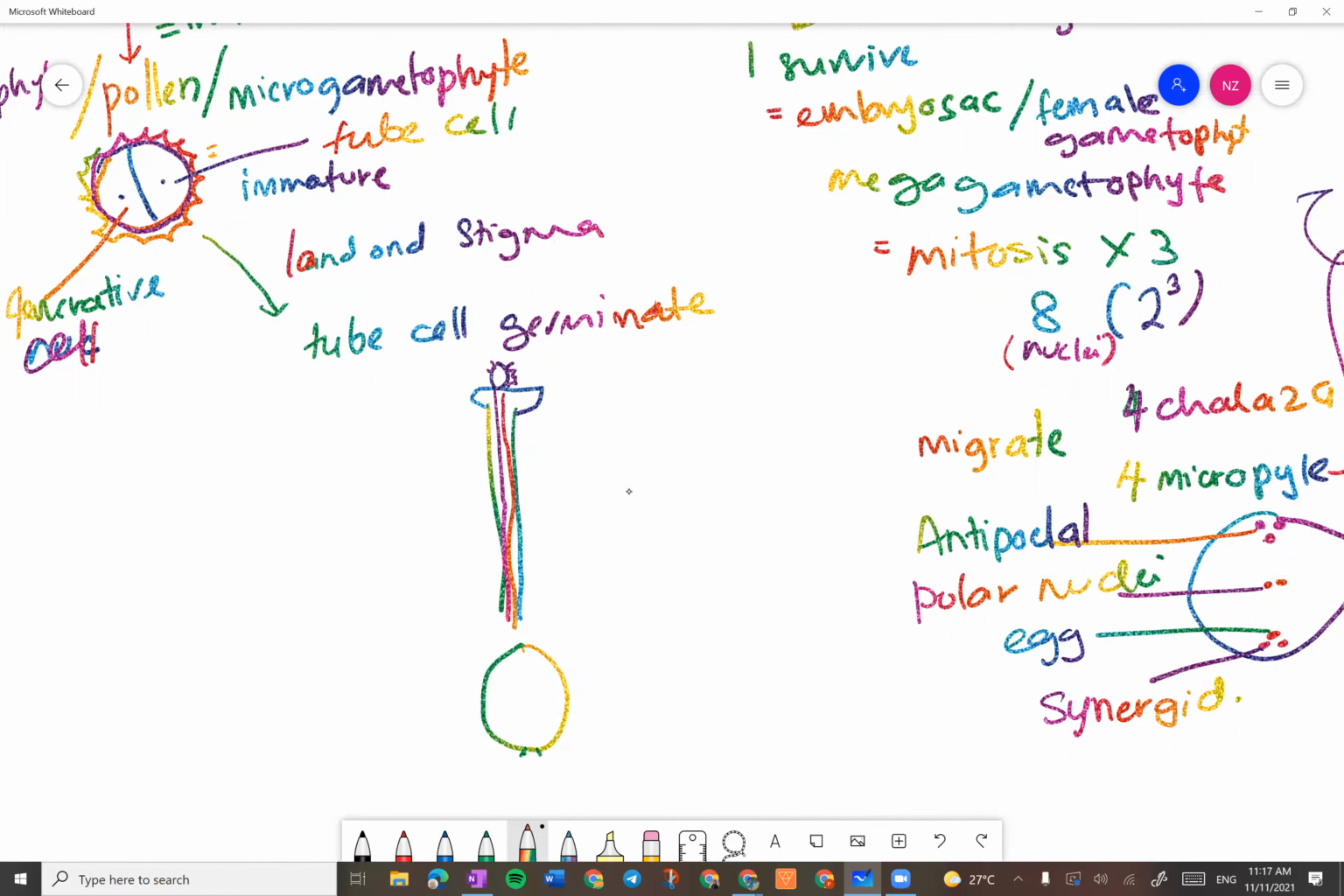So this is actually being facilitated by a cell in the embryo sac. Which cell? Sorry, which nucleus? Synergid, good. This whole structure is the embryo sac. The synergid helps the pollen tube to know where the micropyle is.